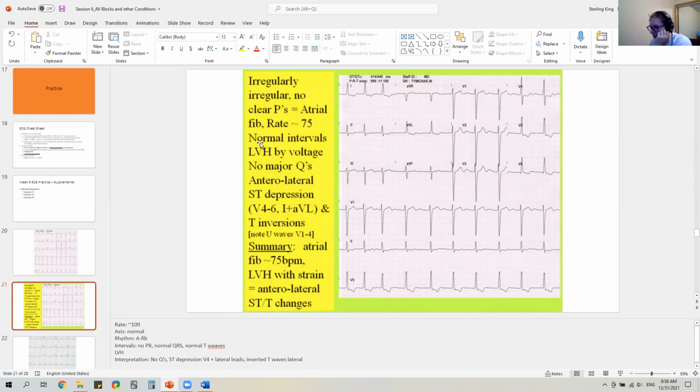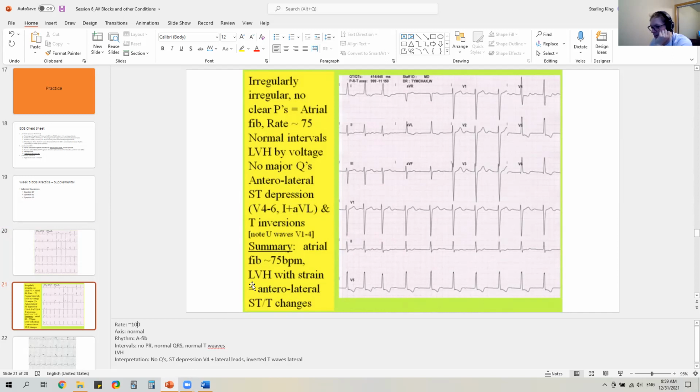Rate 75, okay. Normal intervals, left ventricular hypertrophy, yeah. No major Qs. Anterior lateral ST depression V4 through 6 and I in aVL. So yeah, we got that ST depression in the lateral leads and T inversions. So inverted T waves laterally, like U waves. So T, U, T, U, T, U. So U waves V1 through 4.